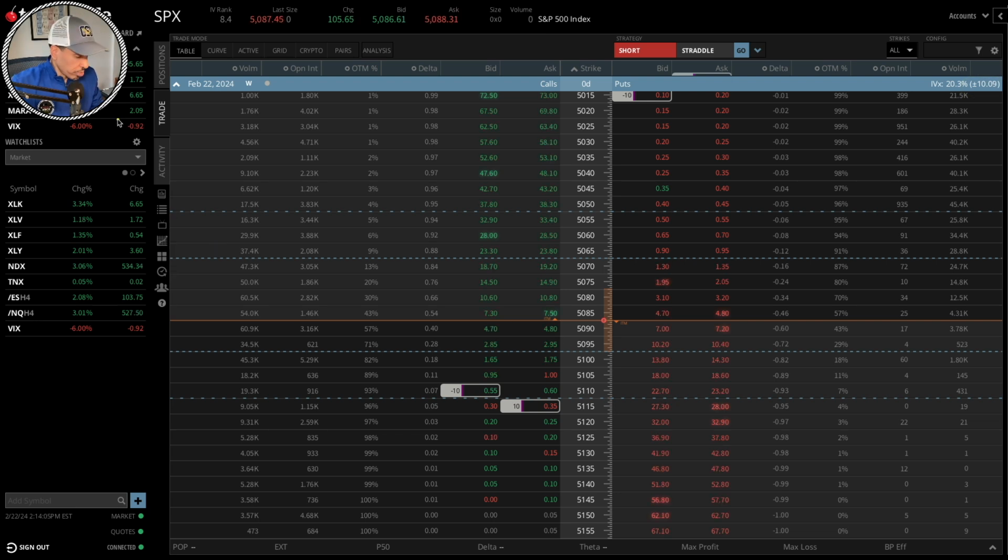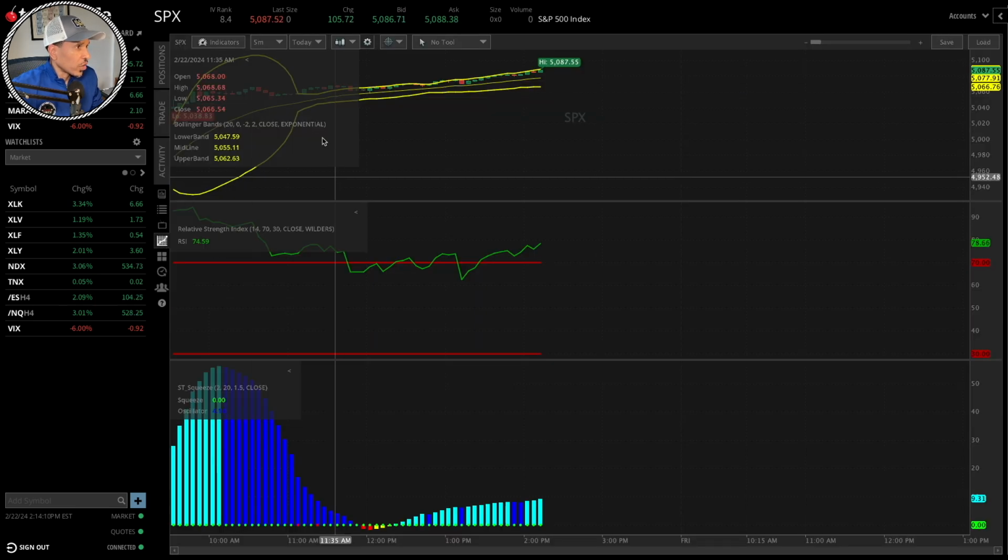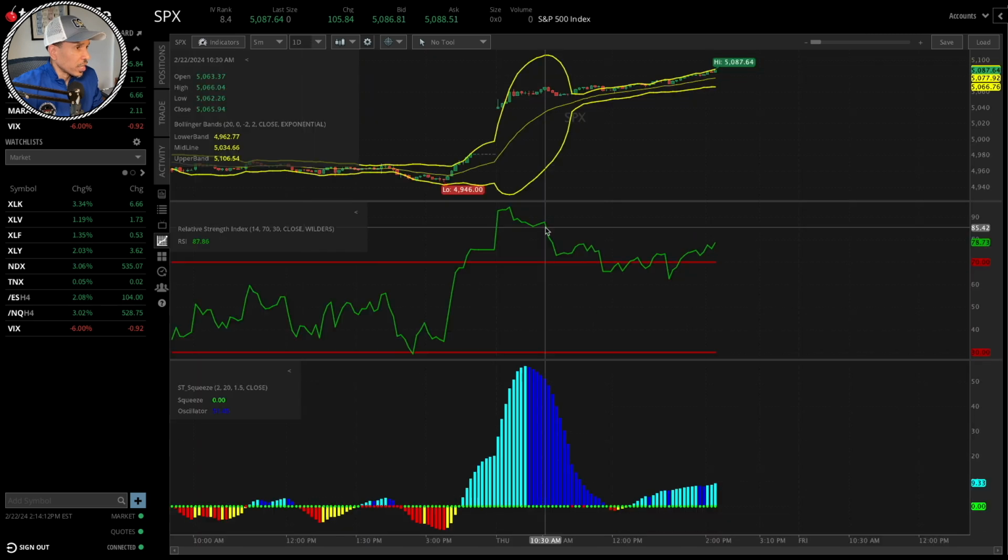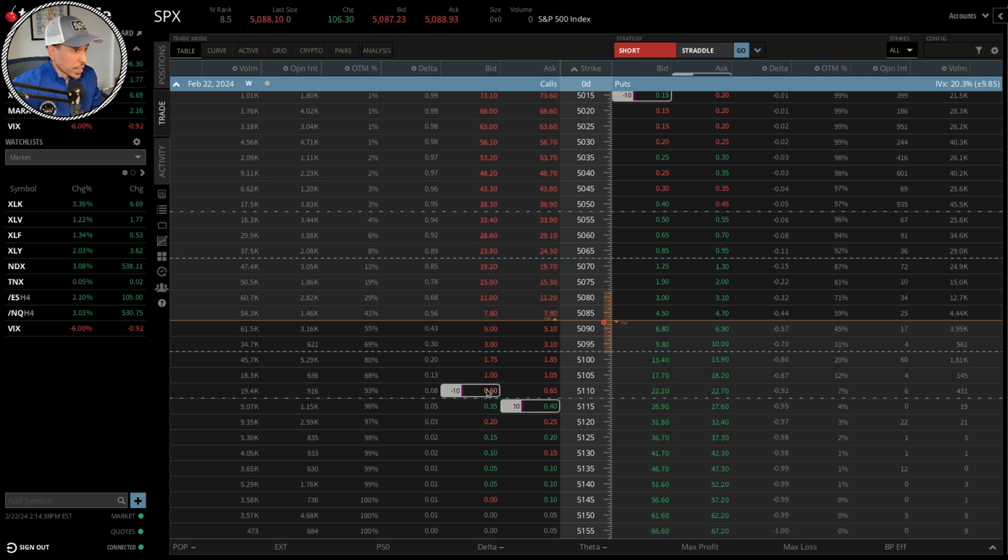It's still running. It's been in overbought territory for pretty much the entire day on the 5-minute chart. So the high right now for today's trading session is at 50.88, and so it's still running. It's over 100 some points. But I do like this position right now.